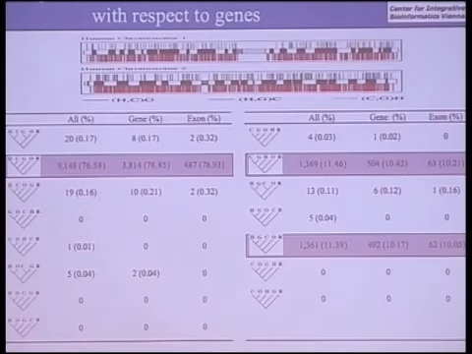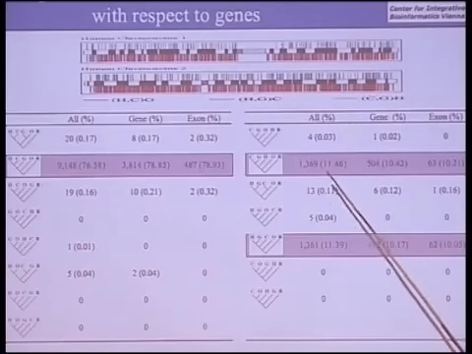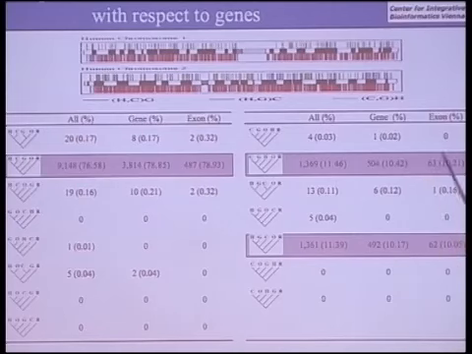So even if we go into coding regions and exons, the numbers do not change dramatically. They increase a bit. That could be attributed to selection on certain genes, but we didn't really analyze this in more detail. And again, the percentage of incongruent trees remains more or less the same.